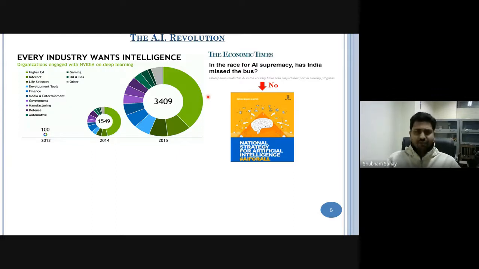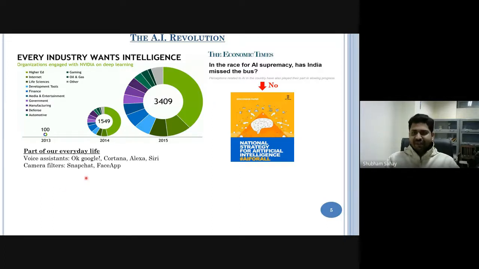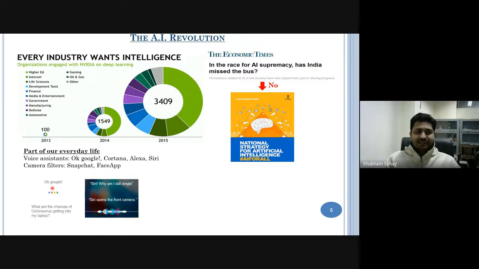If you look around yourself, these AI primitives have become part of our everyday lives, right? You use voice assistants like Google, Cortana, Alexa, like rich people use Siri, but we use them in our day-to-day life. And also we have several filters like Snapchat, FaceApp. Faculties may not be using Snapchat, but it's very popular among students. And these are really intelligent. You ask them any question, they'll give you a very prompt and a very intelligent response.